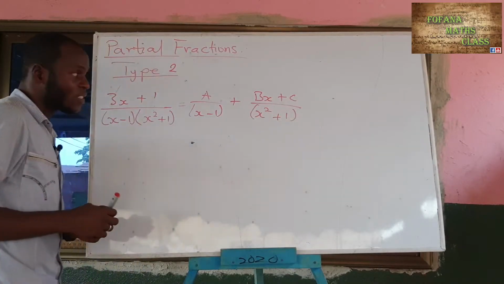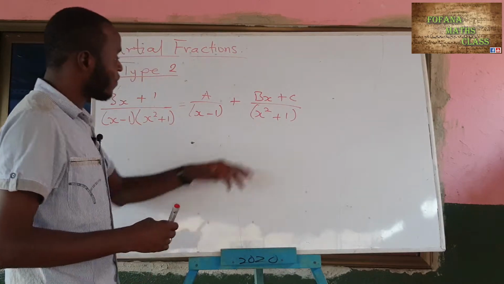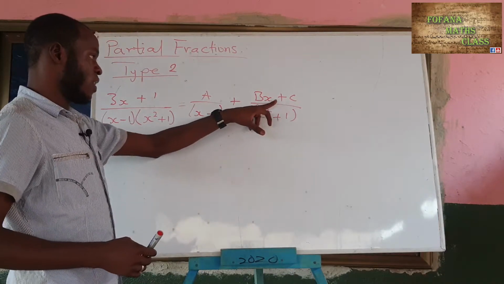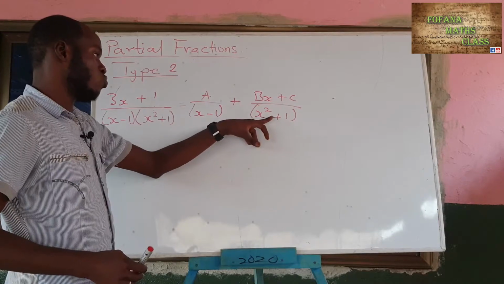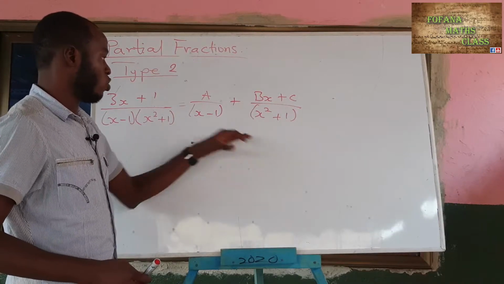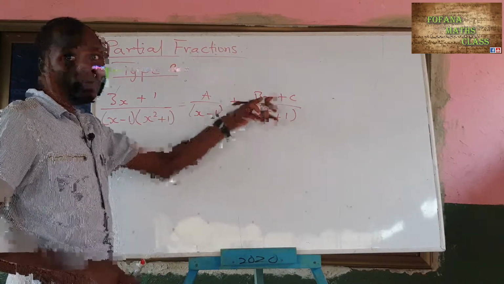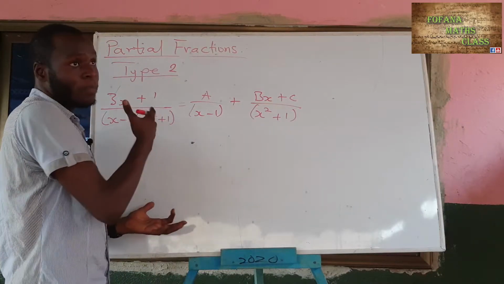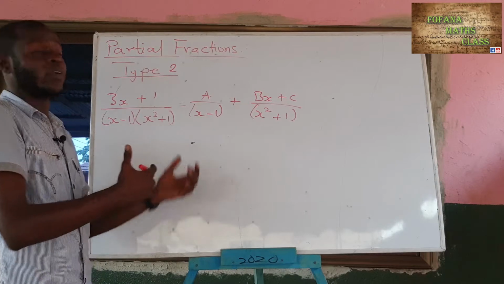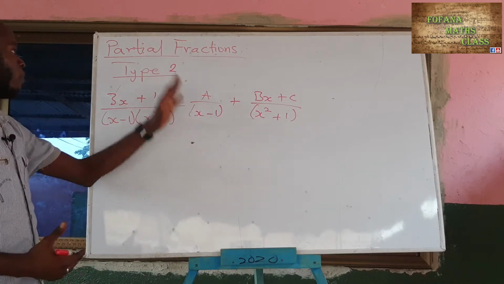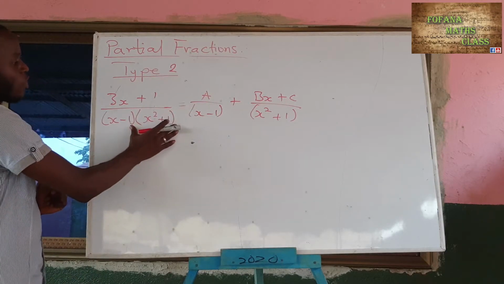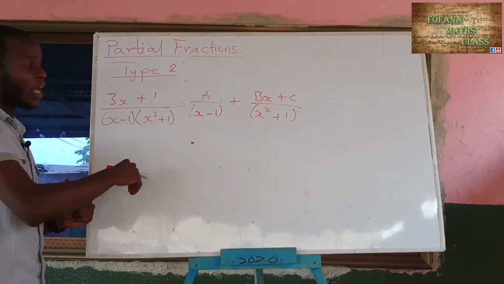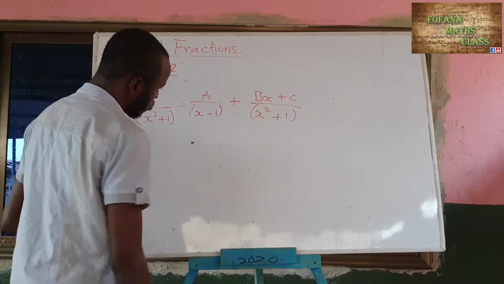It will be a over the factor which doesn't have the quadratic function, plus bx plus c over the quadratic factor, which is x squared plus 1. So the difference is that with type 2, you have bx plus c over x squared plus 1. Instead of writing just b, you write it as bx plus c. So that is how we express type 2 of the partial fraction, if it has a quadratic function in the denominator.